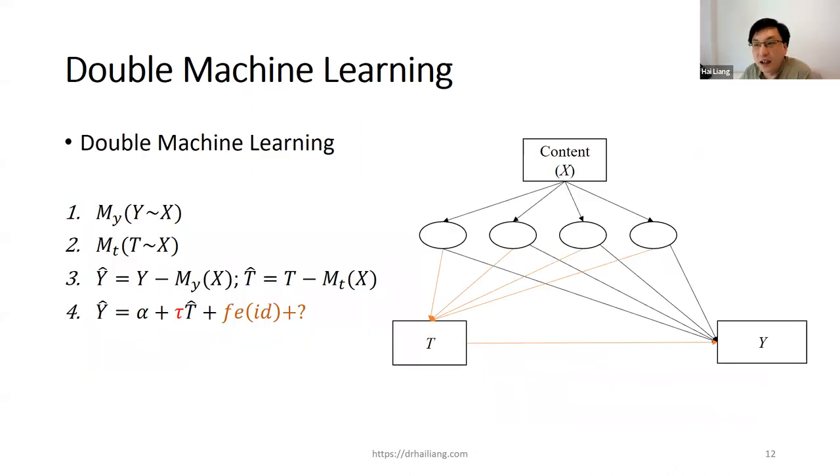Let me show you why we call it double machine learning. It is because we run two machine learning models. This is your treatment, here the incivility, civil or uncivil. Y is your dependent variable, the engagement. The problem is that there are a lot of confounding variables, as I just mentioned. You can use a fixed effect model and control the variables to deal with that. But there is a very important confounding variable, the content or the text. The text could have many different features, so we need to control them.